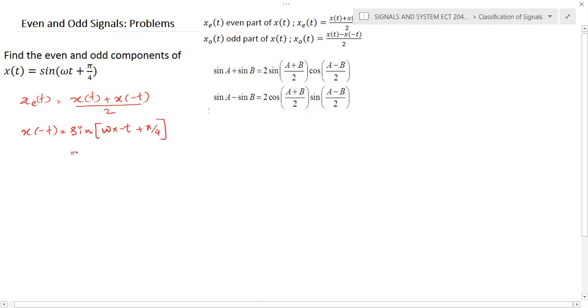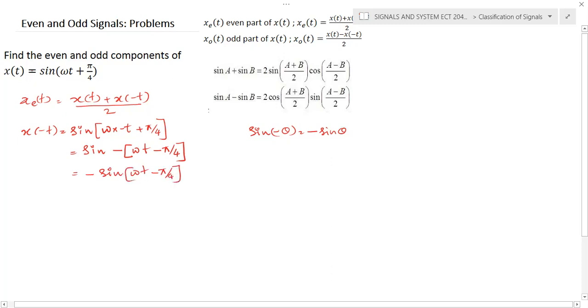And if you rearrange this particular equation, you will get sine, and if you take the minus outside, you'll get omega t minus pi by 4. Okay, and we know that sine of minus theta is equal to minus of sine theta. So based on that, you can write minus sine of omega t minus pi by 4.